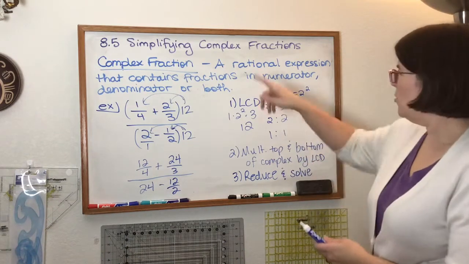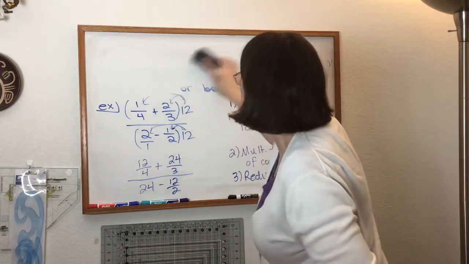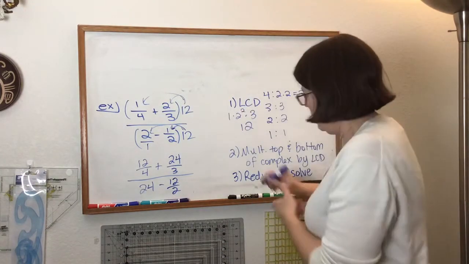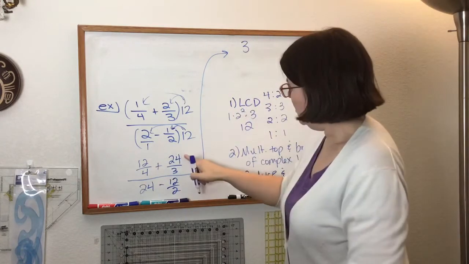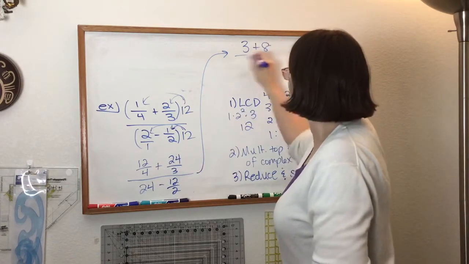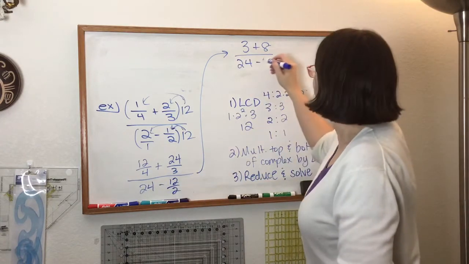Okay, so I'm going to erase my definition and my top piece here so that I can finish the problem up at the top. All right. 12 divided by 4 is 3. 24 divided by 3 is 8. 24 is just 24. 12 divided by 2 is 6.